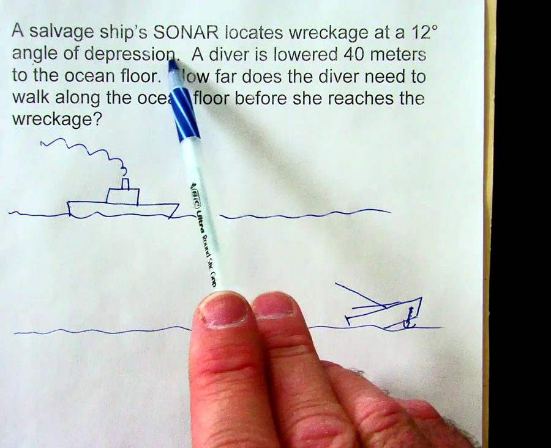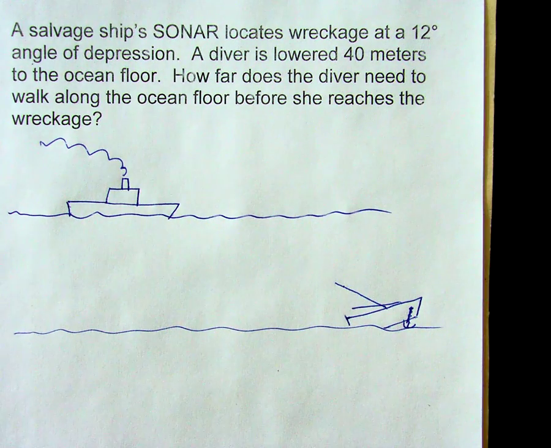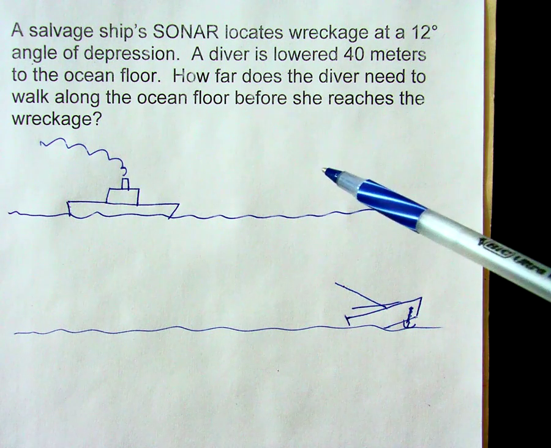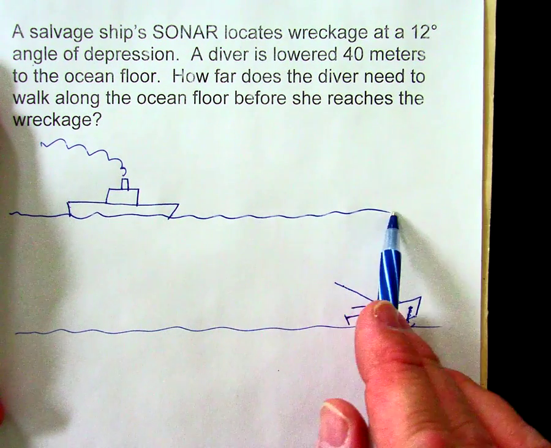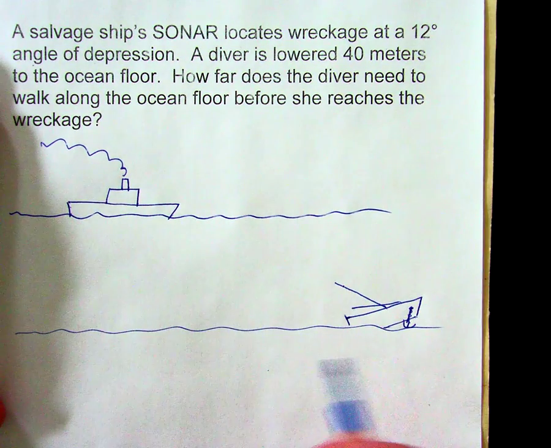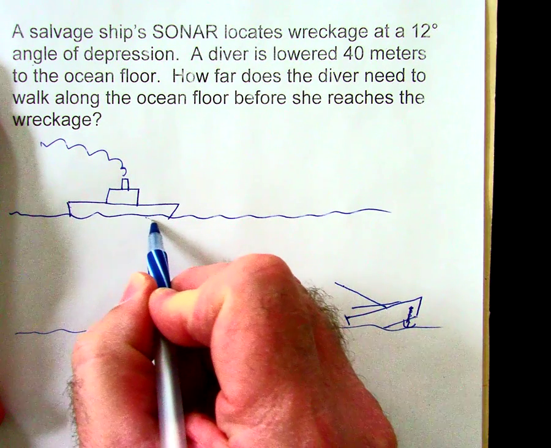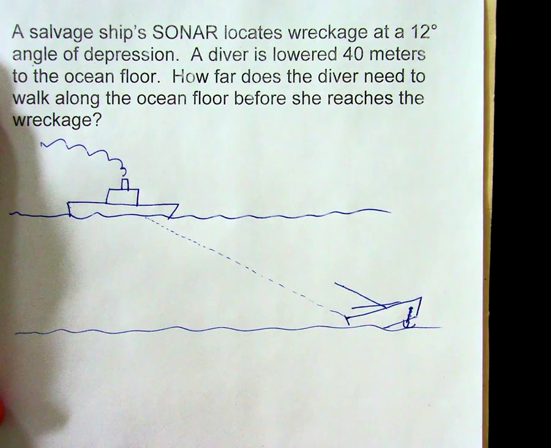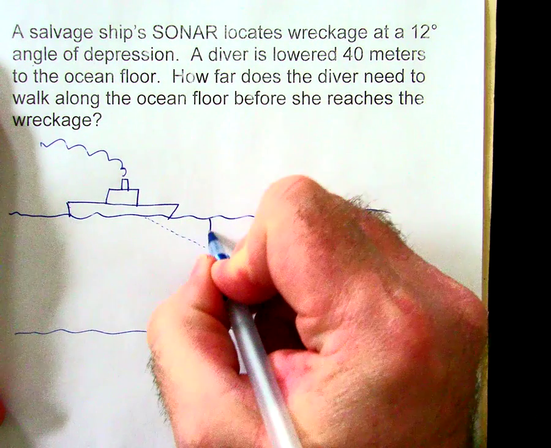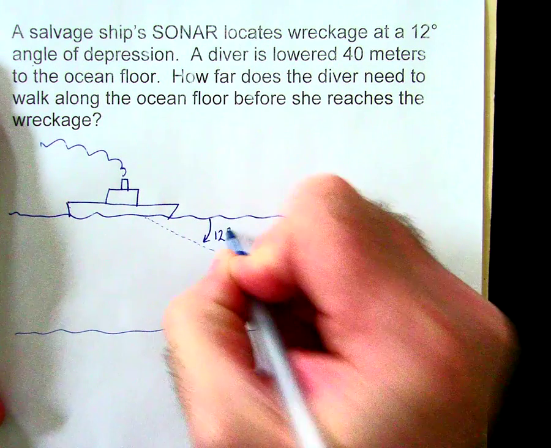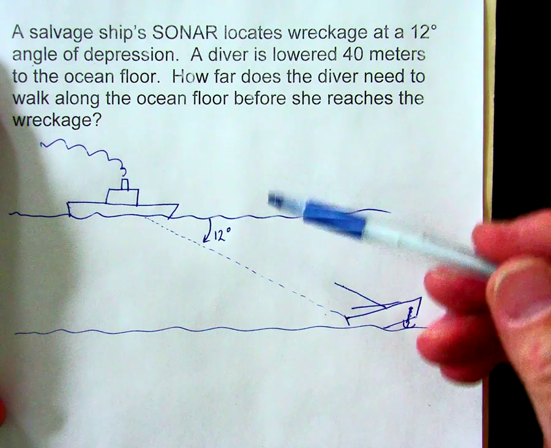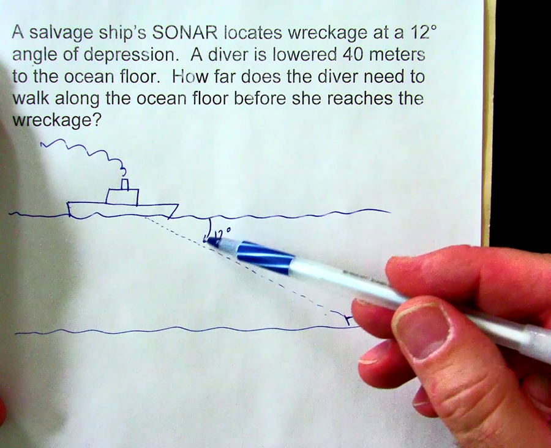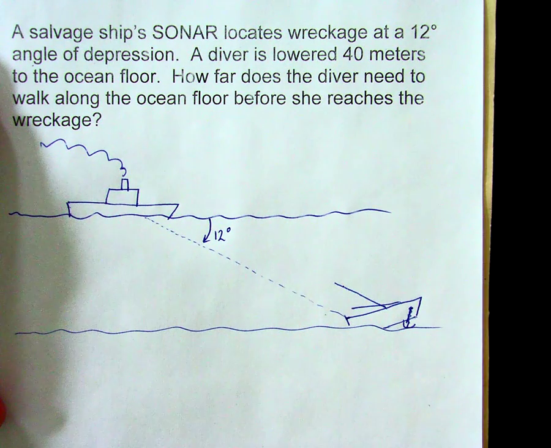So that word depression means an angle going downward from a horizontal. Well, the surface of the ocean here is our horizontal, and so here would be our 12-degree angle of depression. Notice going downward from the horizontal.